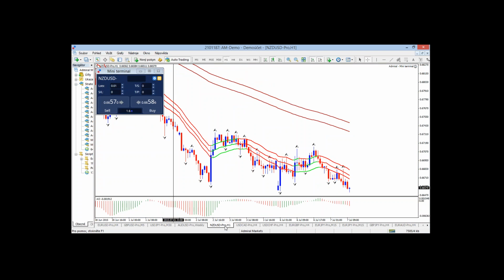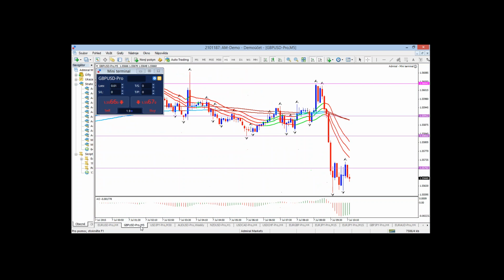All right, let me take a look. I think the kiwi, the Aussie looks a bit better. Let's take a look at the pound. Let's see, 2, 4, 5, sixth candle, not breaking this bottom. So there could be indeed a bit of retracement coming now.